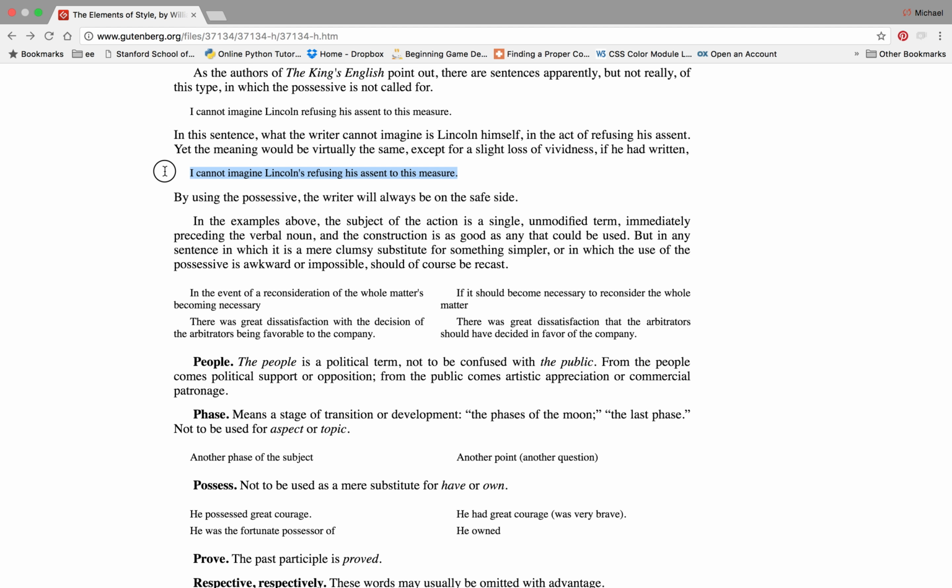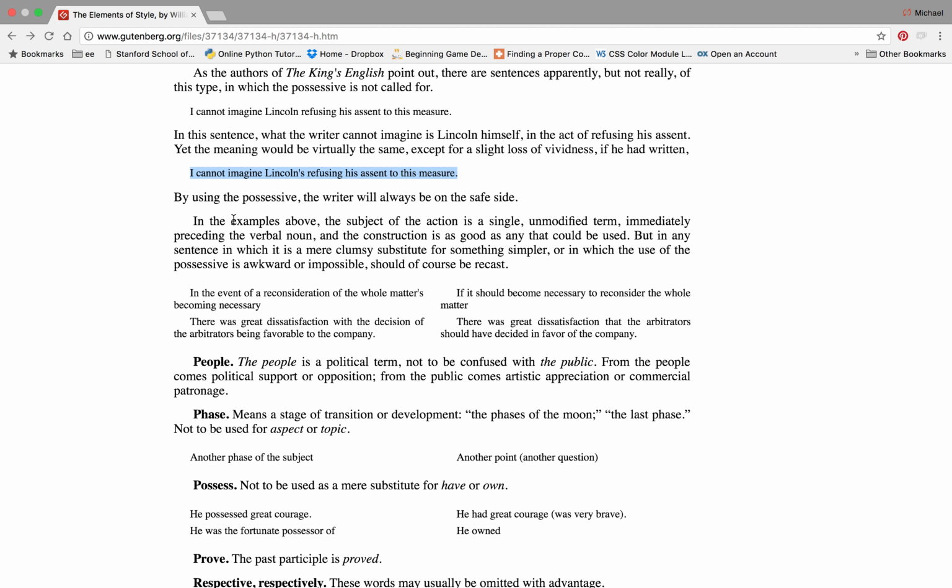It's interesting, though, because here, I think some teachers might miss this. It's an interesting one. This is definitely something I'd like to hear about in the comments. But he's basically saying, look, using the possessive, the writer will always be erring on the safe side. So do you use the possessive? I cannot imagine Lincoln's refusing to assent to this measure. My emails are going to improve now tremendously. No, I'm just kidding. But this is interesting stuff.